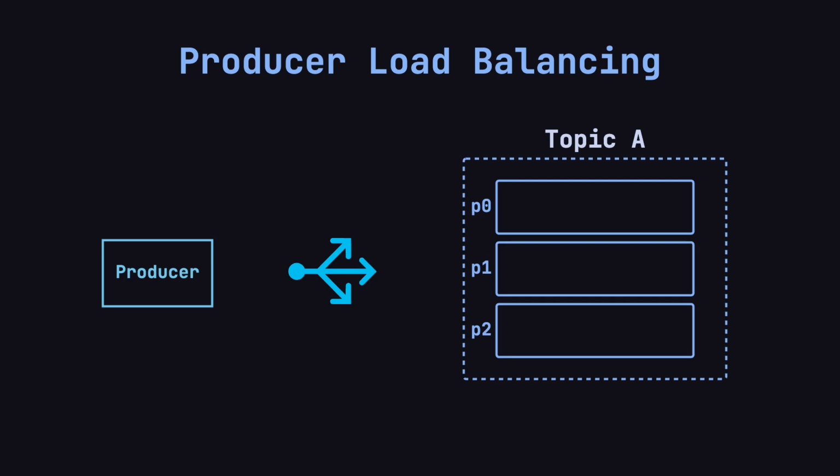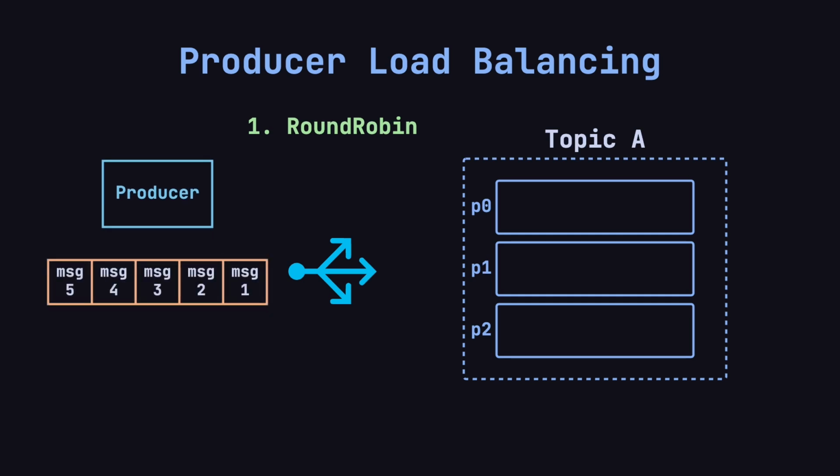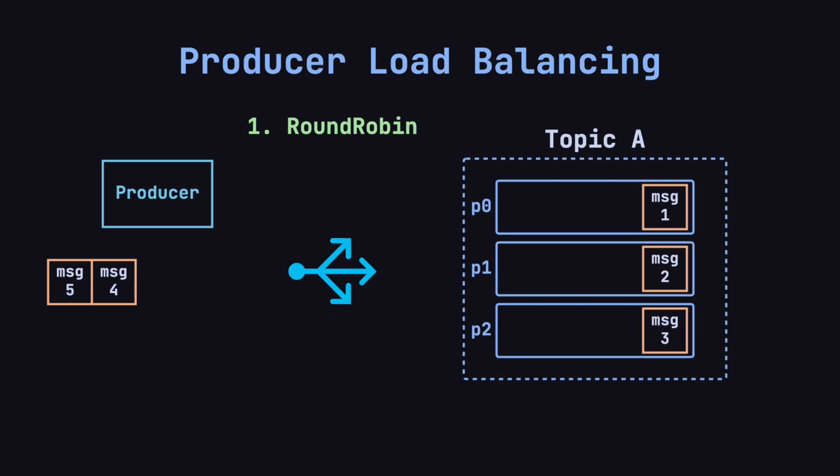Kafka offers two common distribution strategies. Strategy 1, round robin. In this strategy, the producer sends messages to each partition in sequence. For example, let's say topic A has 3 partitions, P0, P1, and P2. When the producer sends 5 messages, message 1 will go to P0, message 2 to P1, message 3 to P2, message 4 back to P0, and message 5 to P1. This pattern continues, ensuring that messages are evenly spread across the partitions.